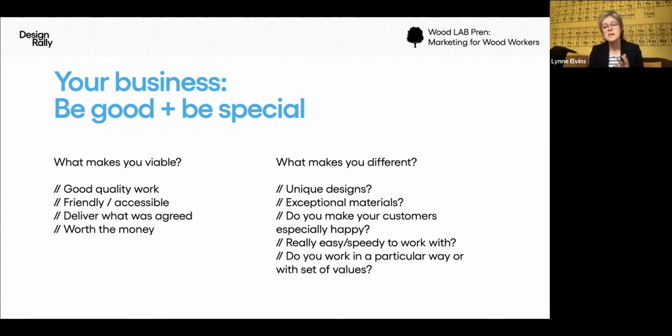Are you particularly easy or quick to work with? Or again, have you got a particular sort of ethos about how you work or why you set up your business? Is there something there that makes you special? And you don't have to have all of these things. These are kind of just some starting points to think about. But do give some time and thought to what makes you special compared to other people.